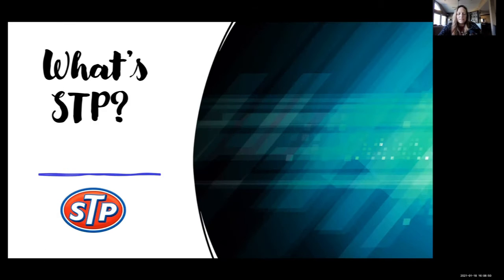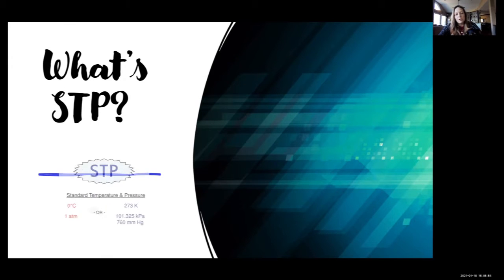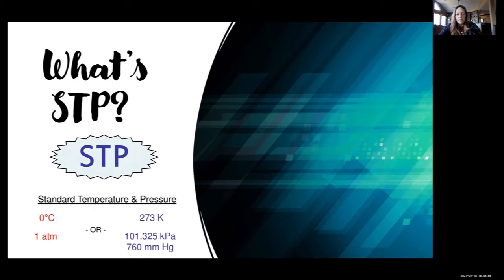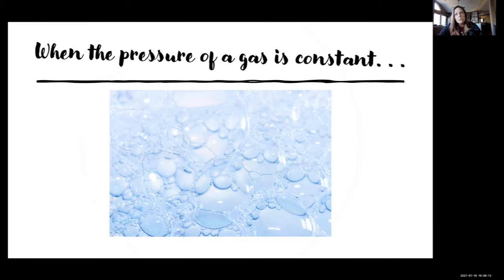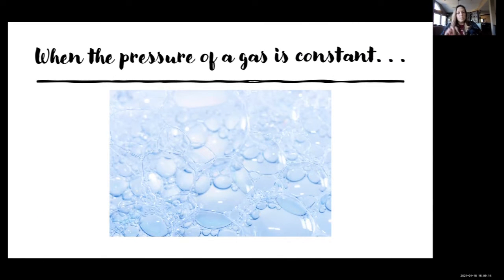So what's STP? You may recognize that logo, but that's not the STP we're talking about. We're talking about STP, which is standard temperature and pressure, which is 0 degrees Celsius at 1 atmosphere, or 273 Kelvin, or you can also use 101.325 kilopascals or 760 millimeters of mercury. And then we're going to consider a lot of things to be at STP when we're talking about gas laws.